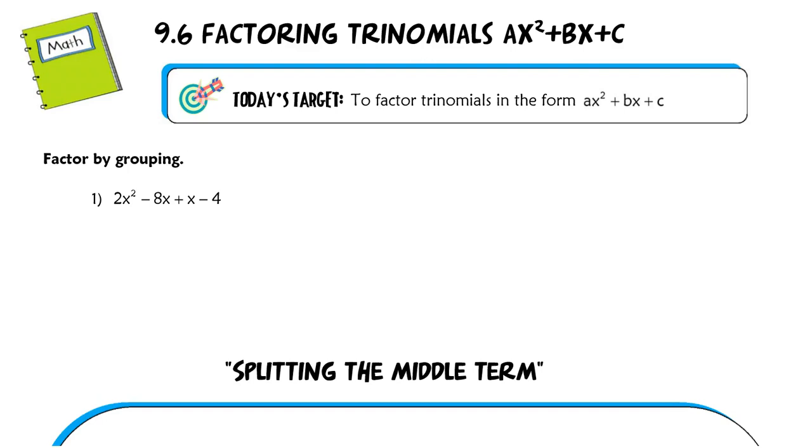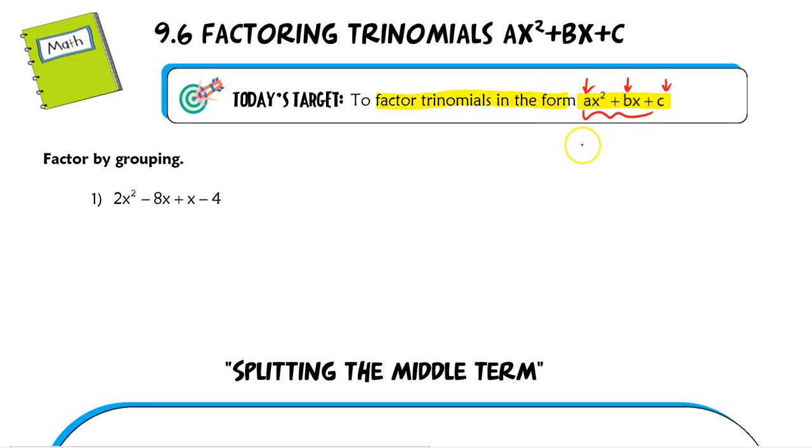All right, this lesson is for section 9.6 on factoring trinomials of the form ax squared plus bx plus c. So that's what our target is for today. It's to factor trinomials that are of the form ax squared plus bx plus c. So don't get confused by this. All that this means is that a, b, and c are just like normal numbers.